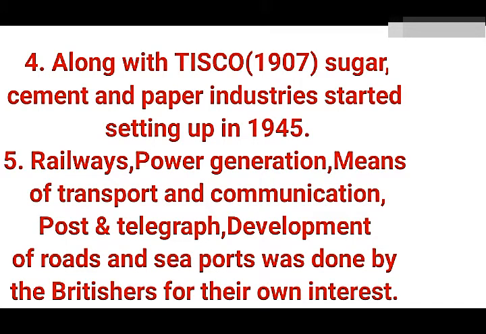Along with TISCO, which was set up in the year 1907, sugar, cement and paper industries started establishing in India, but it was very late. That was in the year 1945. Facilities like railways, power generation, means of transport and communication, all-time weather roads and seaports were developed by Britishers only for their own interest and not for the benefit of the Indians. This was just done to transport the raw materials and finished goods.